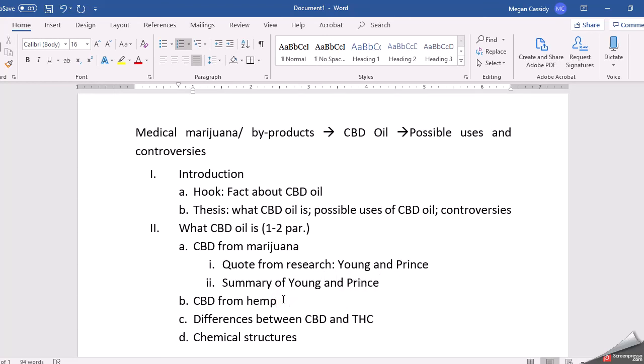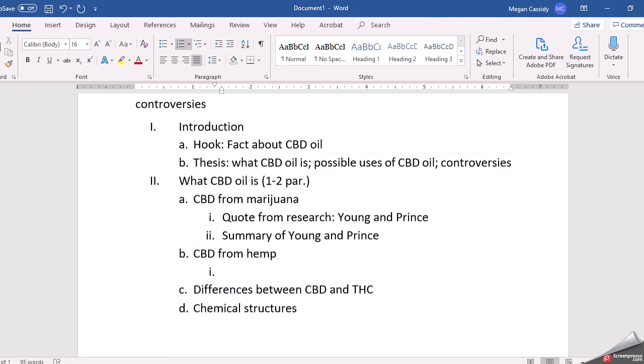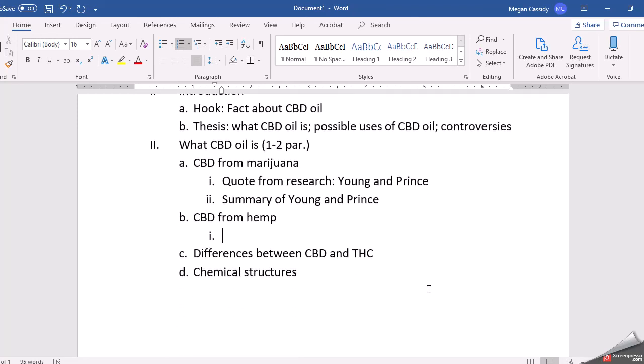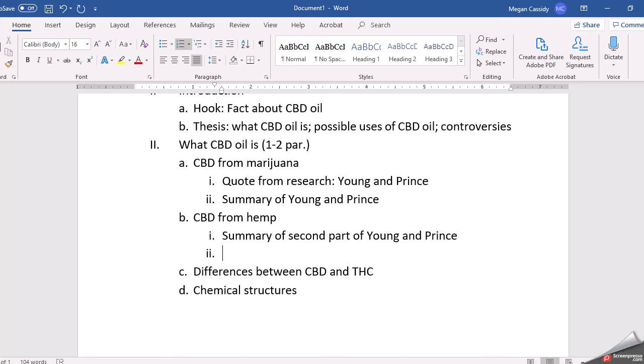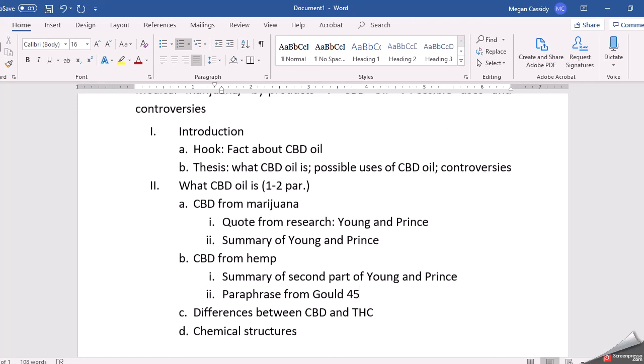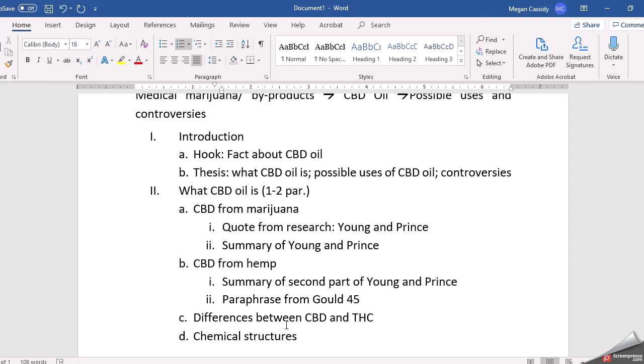Then CBD from hemp. Let's say that I'm going to make a note to myself what research I want to use here. And let's say summary of second part of Young and Prince. Let's say that's a longer article that I can use in 2 different parts. And then let's say I want a paraphrase from a different source, Gould, and let's say that's on page 45. So you can kind of do that too and have a little bit more of an extended outline. This is basically what that would look like.